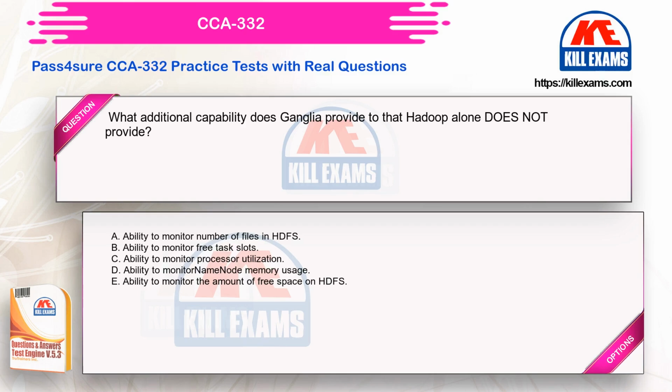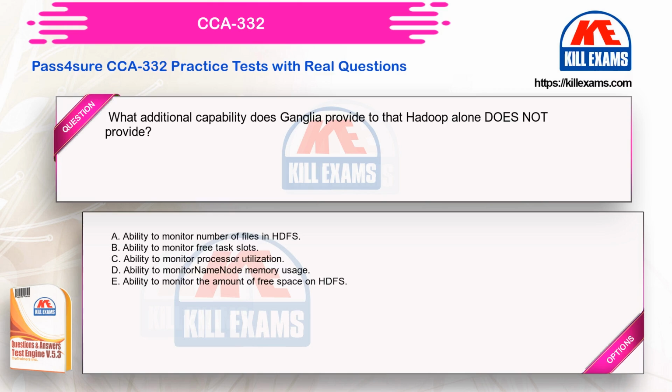What additional capability does Ganglia provide that Hadoop alone does not provide? Option A. Ability to monitor number of files in HDFS. Option B. Ability to monitor free task slots. Option C. Ability to monitor processor utilization.